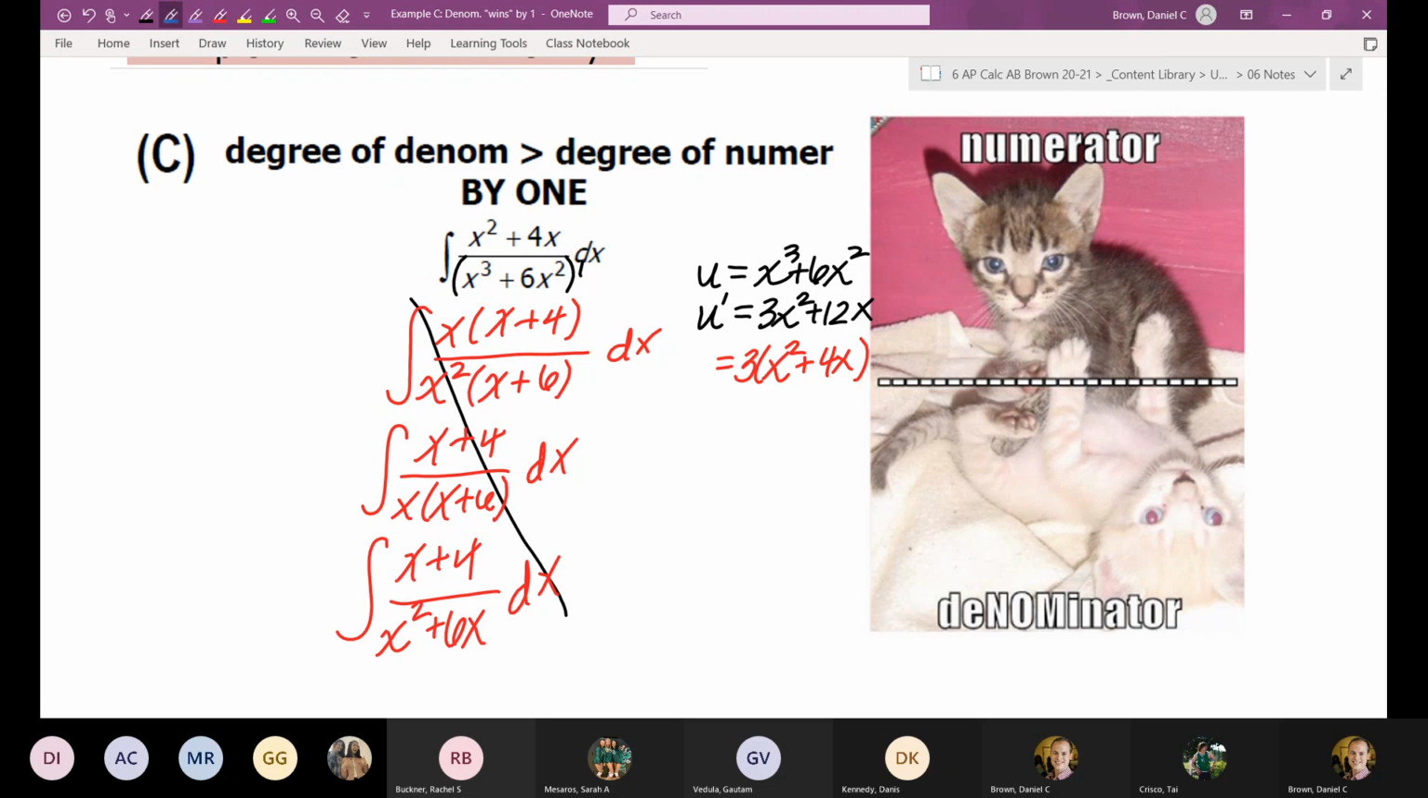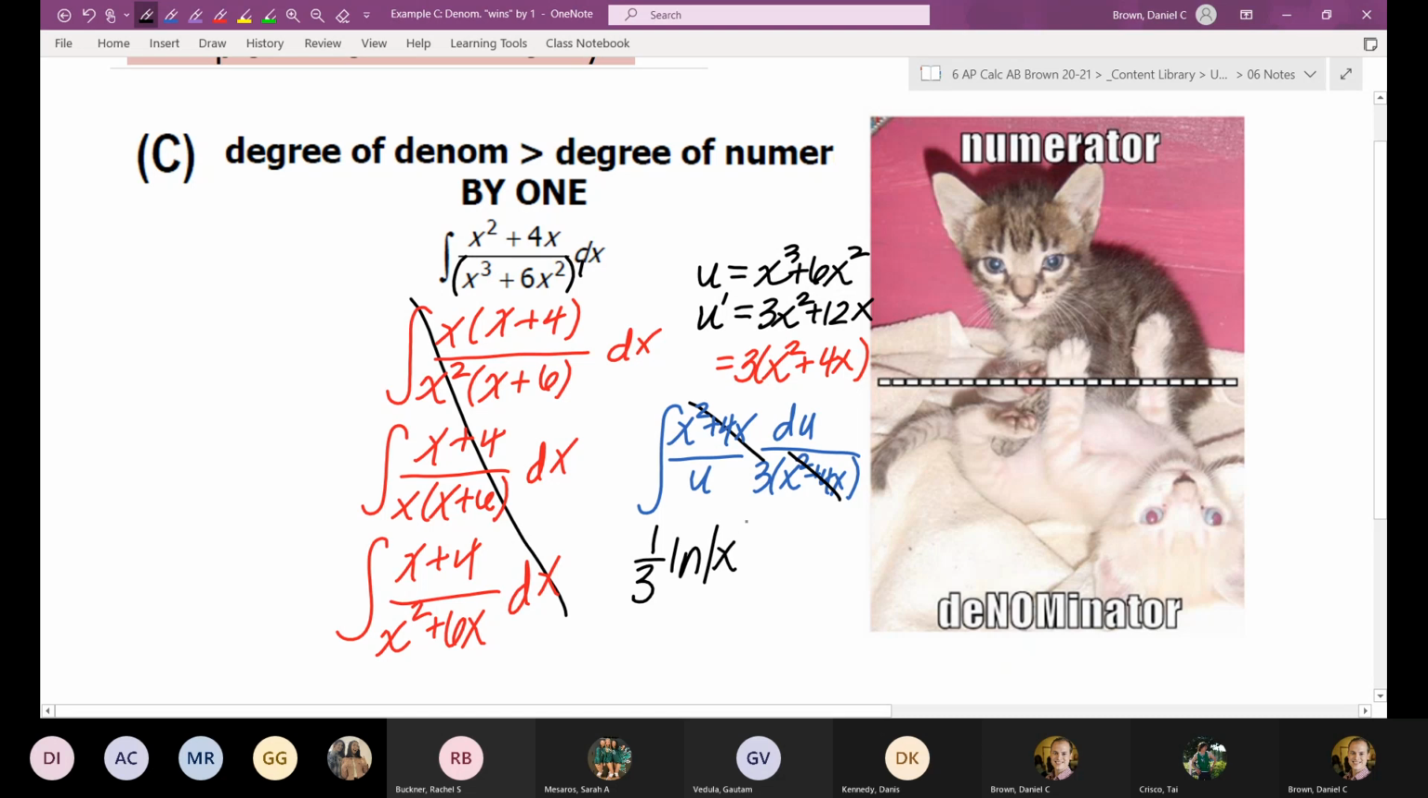So I would have the integral. I'll write it all out so we can make sure we see the canceling. That's u du over the u prime. Now those cancel. Over 3, the integral of 1 over u is the natural log of the absolute value of u plus c.